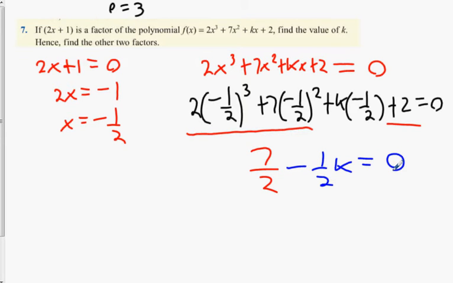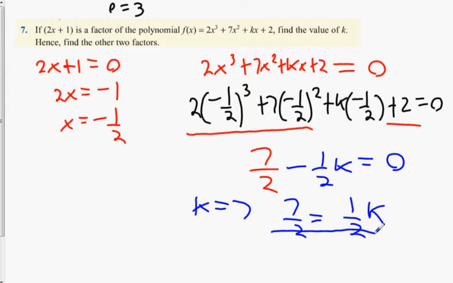Okay, is that alright? Bring the half k over the other side. 7 over 2 equals a half k. K therefore must be equal to 7. Cancel the 2's. 1k equals 7. Now you know that this here is 7. You're asked to find the other two factors. What's the best way of doing that then?